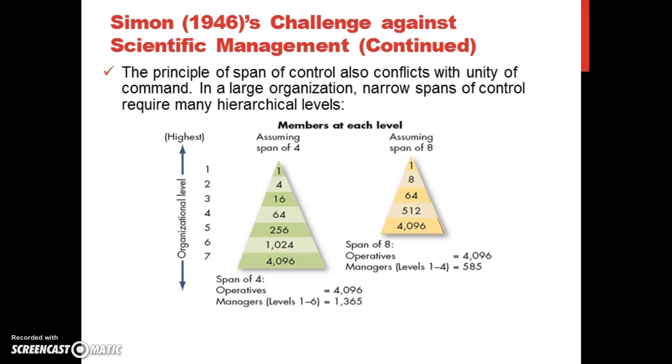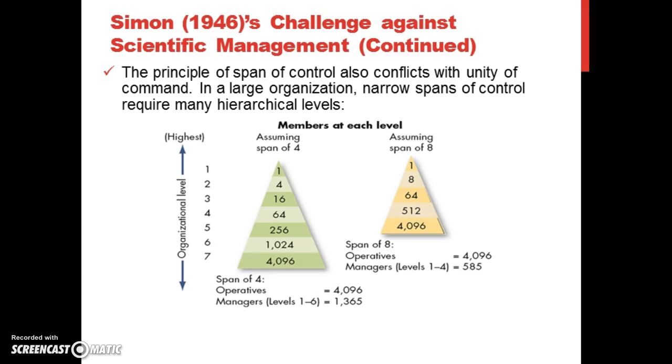Furthermore, Simon identified the dilemma between the principles of span of control and unity of command. For instance, in an organization, a working unit may comprise 4 members, including 1 manager. With such a narrow span of control, each unit can enhance teamwork. On the other hand, such a narrow span of control will require many layers in the organization.